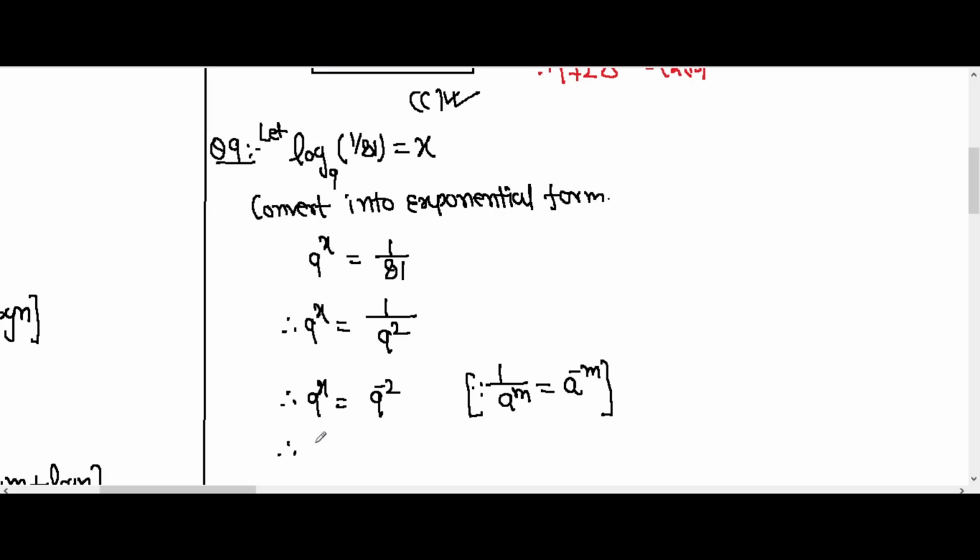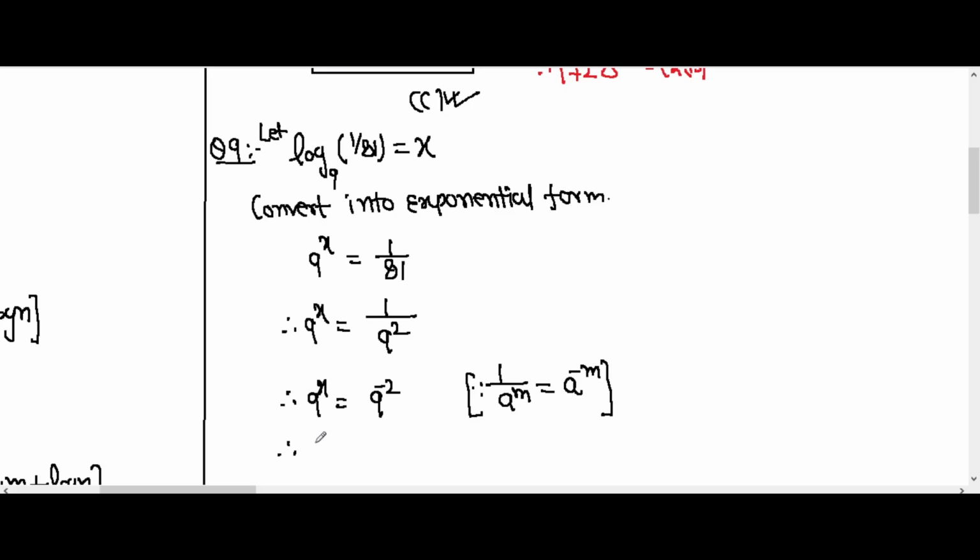Now next we have power raised to power, so 2 raised to x is equal to 2 raised to -1 into 4. According to the indices law, we have a raised to m whole raised to n, so therefore we have to write a raised to m into n. So therefore 2 raised to x is equal to 2 raised to -4. If we compare both sides, so therefore x equal to -4. So that means log of 0.0625 at the base of 2 is equal to -4. So this is our required answer.